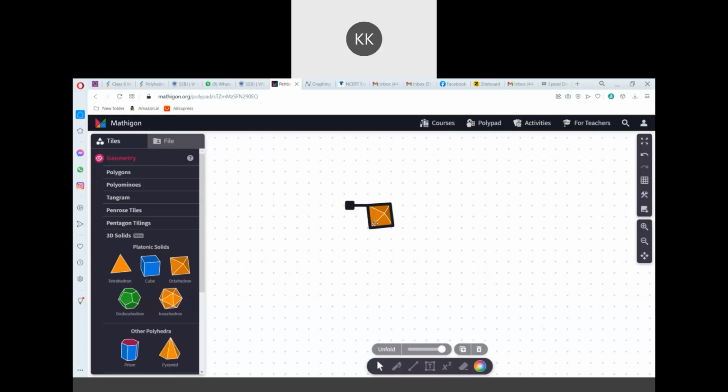Yes, sir. It is formed by 8 triangles. Suppose if I open this, you can see. Let's count the number of triangles. 1, 2, 3, 4, 5, 6, 7, 8. Yes, sir. There are 8 triangles.